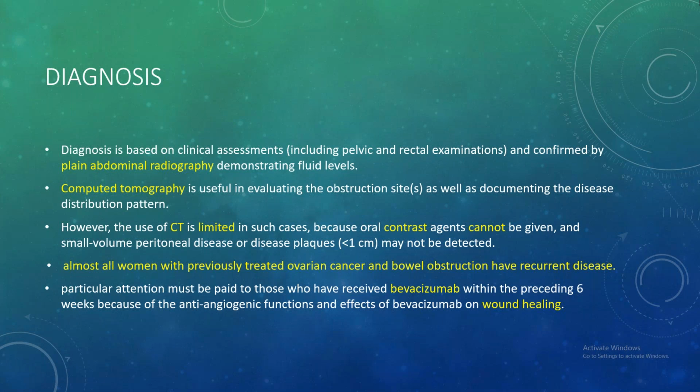Also, you have to see whether they have received any chemotherapy and especially this biological therapy, that is bevacizumab. If they have received bevacizumab, you should be more careful if they have received it in the preceding 6 weeks, because it has anti-angiogenic functions and it impairs wound healing. So if they have received bevacizumab, you should be very careful whether to do surgical management for this patient or not, because the wound healing will be impaired.